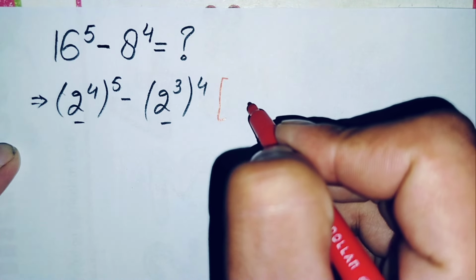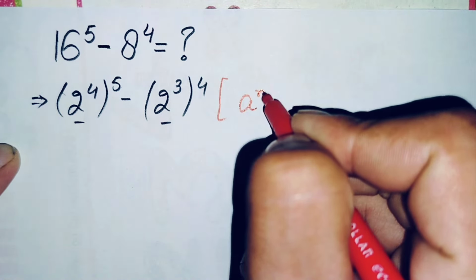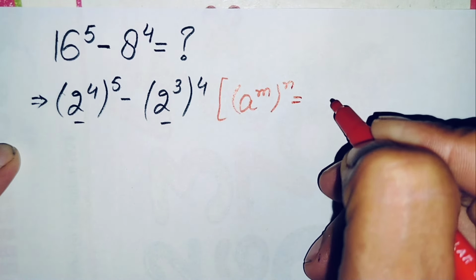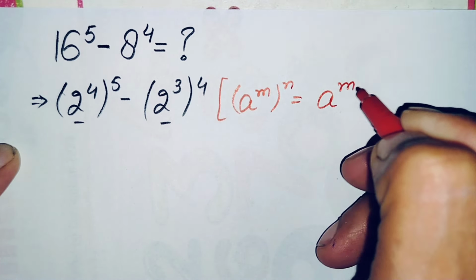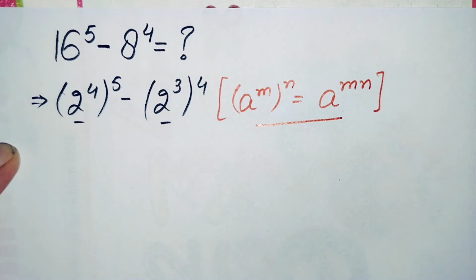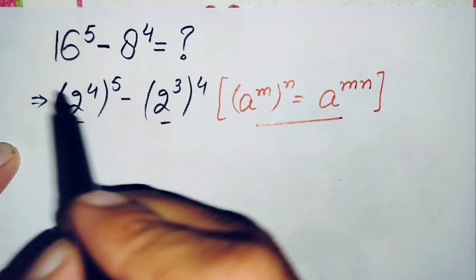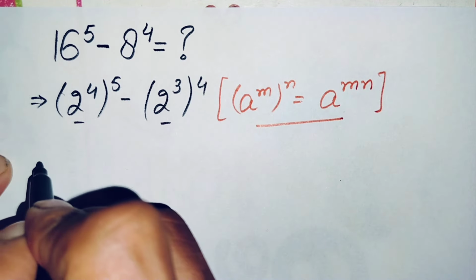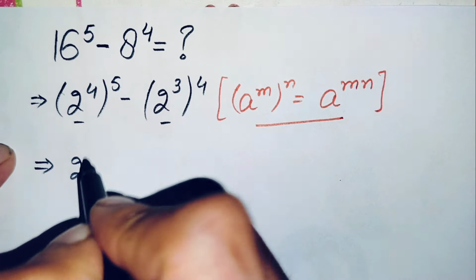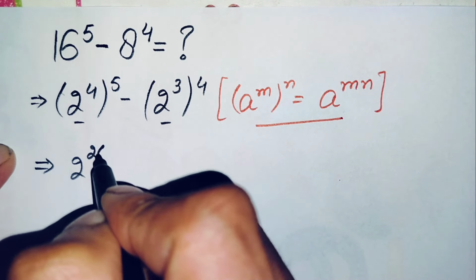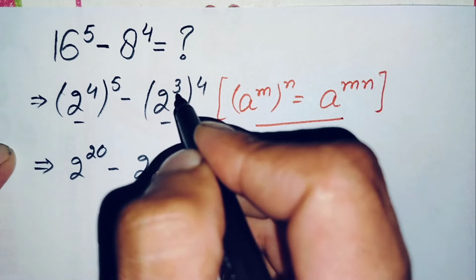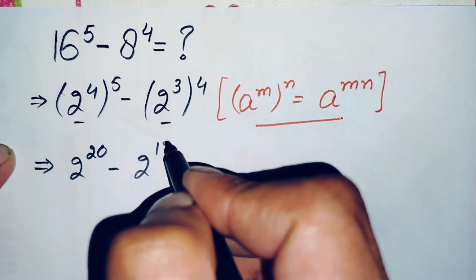So we will use this exponential property, a raised to power m whole raised to power n can also be written as a raised to power m times n. So using this exponential property, you multiply the powers with each other. So this will become 2 raised to power 4 times 5 is 20, minus 2 raised to power 3 times 4 is 12.